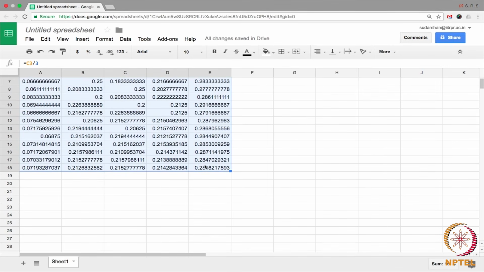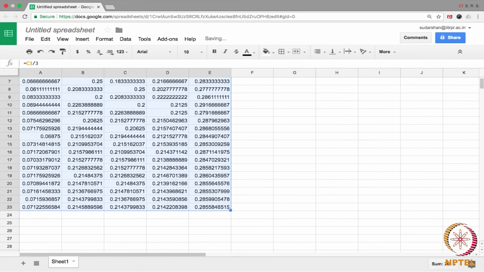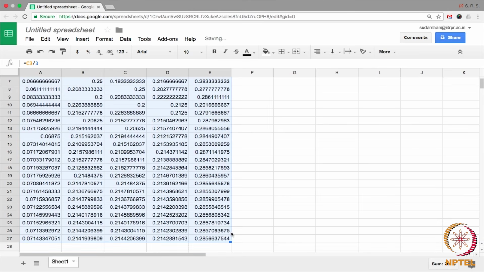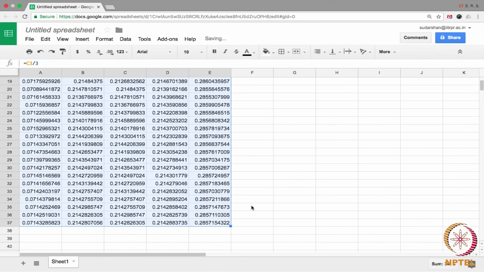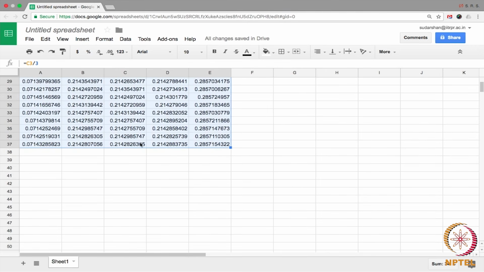Well, I see something promising. It looks like it's converging. You see 0.07 and 0.07 here, 0.21 and 0.21, although the third decimal digit has not changed, it is something else. I sort of see a ray of hope here. Maybe it will converge. Let me go on. The point is to keep going until you get the same values.